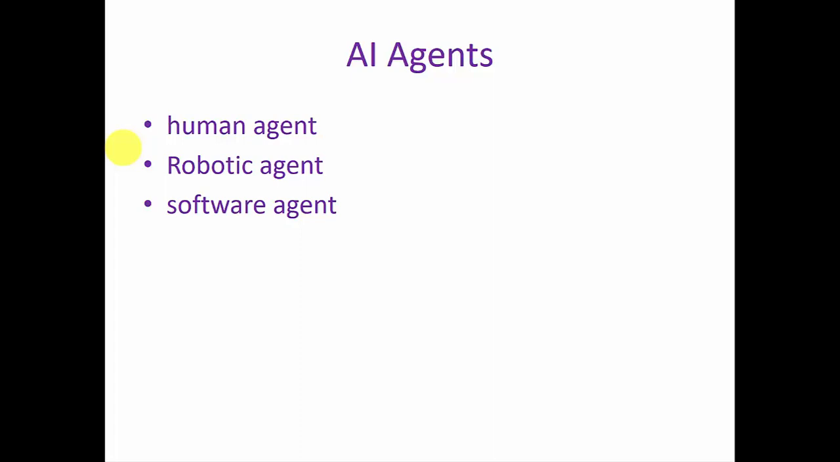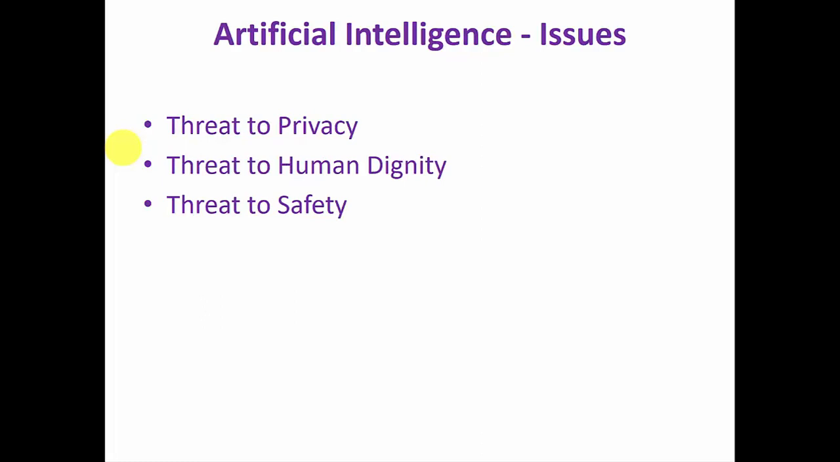On my slide 7, artificial intelligence issues. We have several issues related to artificial intelligence, like threat to privacy, threat to human dignity, and threat to safety. An AI program that recognizes speech and understands natural language is capable of understanding conversations, emails, and telephone calls. That's a threat to privacy.